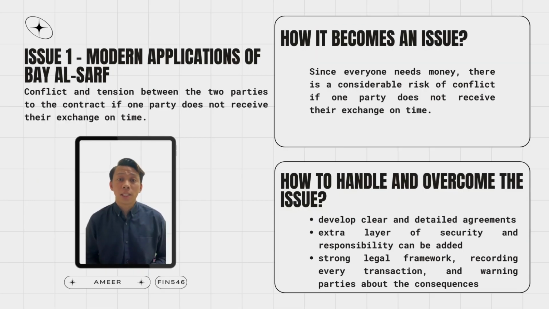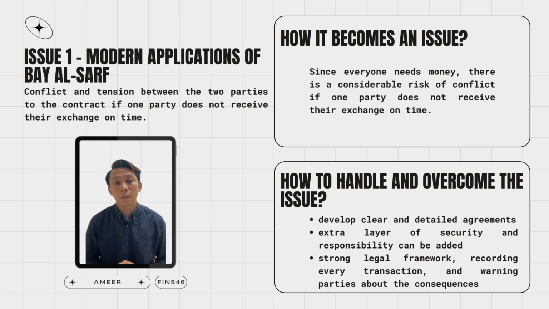And inside the journal Islam in Asia published by IIUM, they give the issue that can arise from this topic, which is the conflict and tension of both parties to the contract if one of them does not receive their exchange on time. And this is also one of the purposes of Bai Asaf, to prevent conflict between two contracting parties. So how does it become an issue? Since everyone needs money, there is a considerable risk of conflict if one party does not receive the exchange on time. There are high chances that the buyer will spend the currencies and not pay its price.